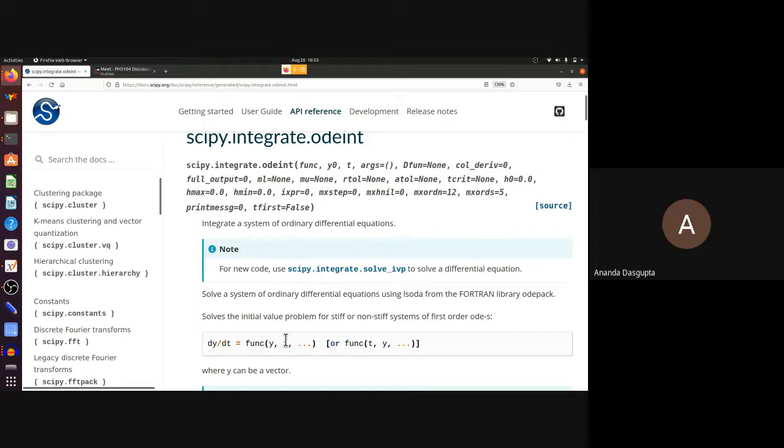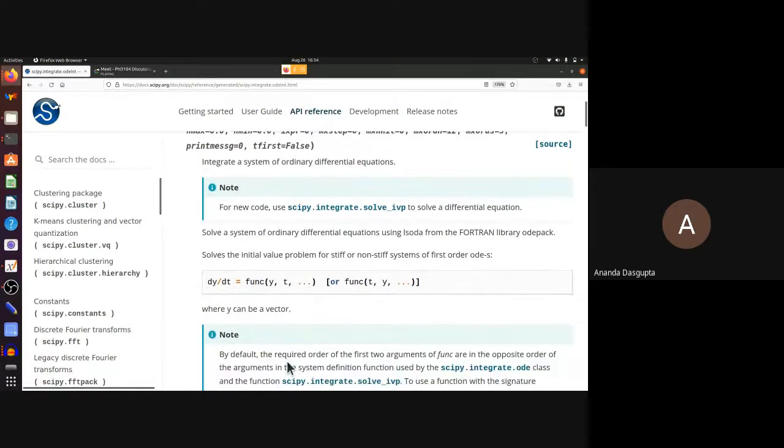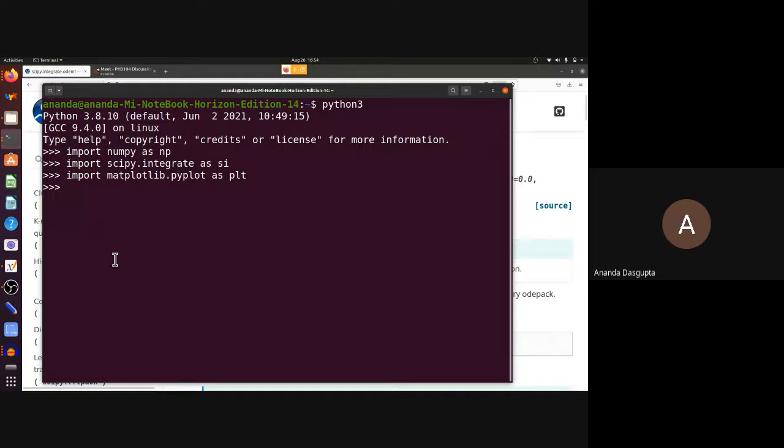Where y can be a vector, this is just another way of saying y can have more than one element in it, more than one component in it. So let's see how we would do this. I would need to define my derivative function. So let's define it. This is how you do it in Python. You just use a def keyword, then you give it a name. Let's say derivative. This is just a name that I've given.